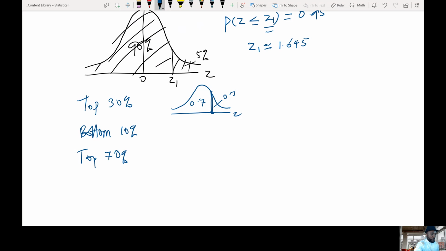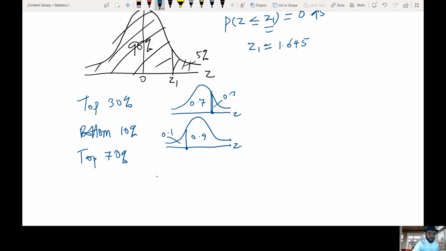And now if I say the bottom 10%, what we're saying here is that at this point here is 0.1, and then this area here is going to be 0.9. We're interested again in this point. So what is that z value?